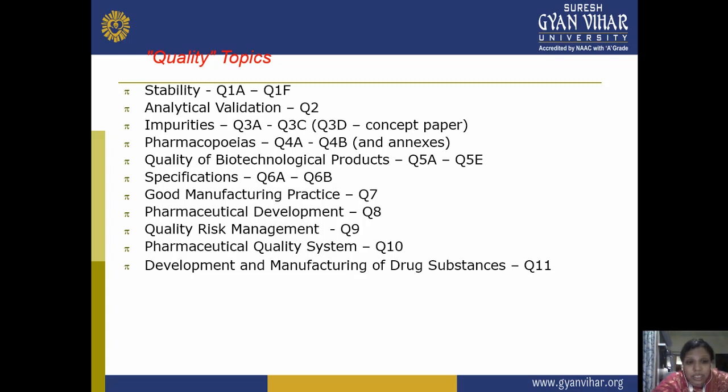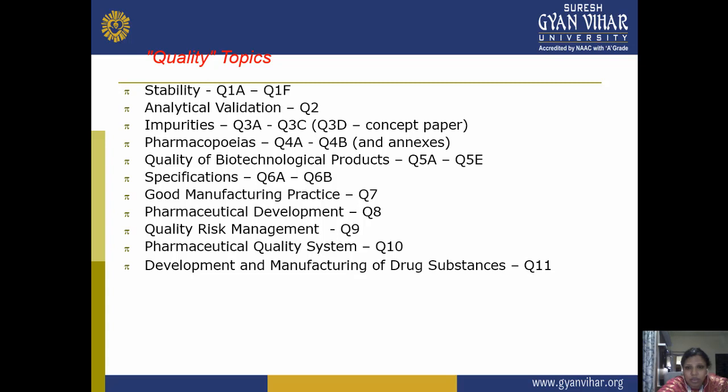Similarly, if you want to see the specifications, you have to visit Q6A to Q6B. Good manufacturing practices are a very essential thing to maintain the quality of the product. So for good manufacturing practices, you have to see Q7. Pharmaceutical development comes under Q8. Similarly, quality risk management is in Q9. Pharmaceutical quality system is in Q10, and development and manufacturing of drug substances is in Q11.